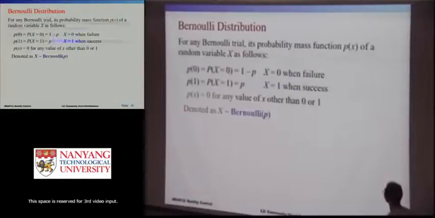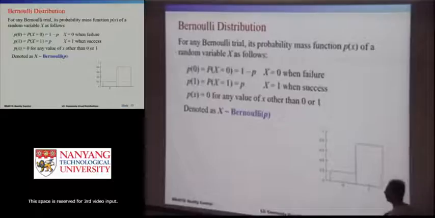Then if we describe it mathematically, when the random variable equals 1, we consider it a success. When the random variable equals 0, we consider it a failure. So the success probability will equal p, and the failure probability equals 1 minus p. For all other values of x, such as 1.1, 2, 3, 4, whatever, the p of x is 0. The probability to get other values is 0. Then we denote that this random variable satisfies the Bernoulli distribution.